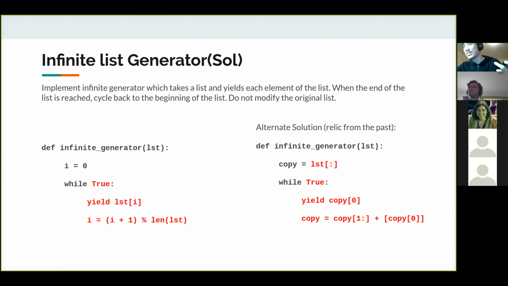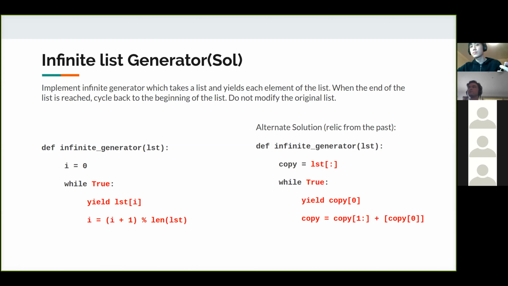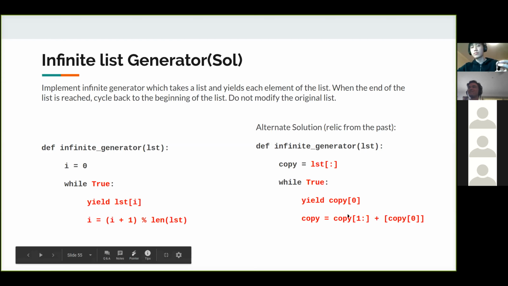Sorry. Could you quickly explain what copy index from 1 to the end plus copy of 0 does? Yeah. Did we go over list slicing this semester? I think so, right? Yeah. In terms of why do you have to add the first index of the list to the list from 1 to the end? Because isn't that just technically giving you the list?